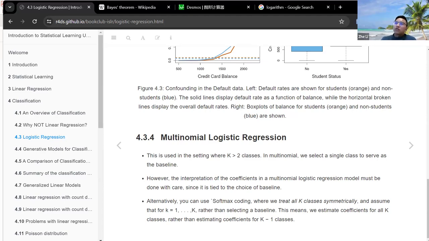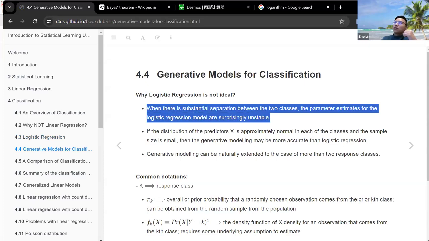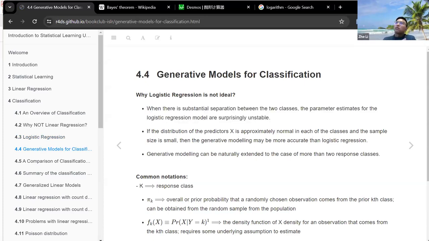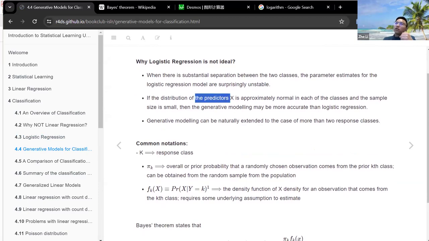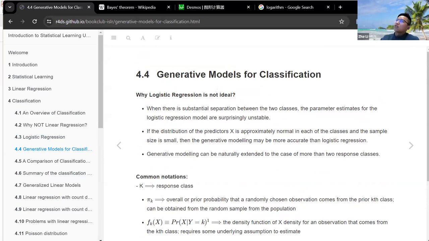In the book, we can use the softmax coding, which I actually do not understand, but we will review that in the chapter time. So after all these things about logistic regression, it is actually not ideal for all of our classification problems, because the function provides a substantial separation between two classes. But if there are more than two classes, the parameter estimates of the regression will be unstable because there are multiple models. Also, if the distribution of our predictor is approximately normal and the sample size is small, then we can use generative modeling, which is more accurate than logistic regression.